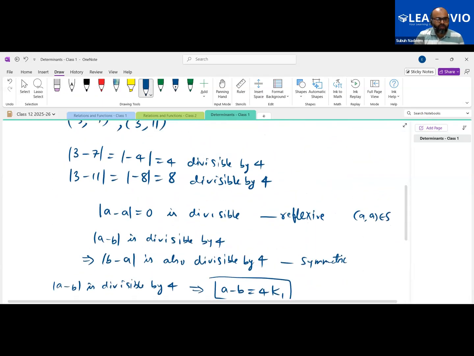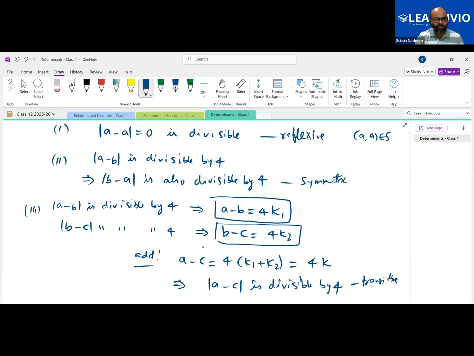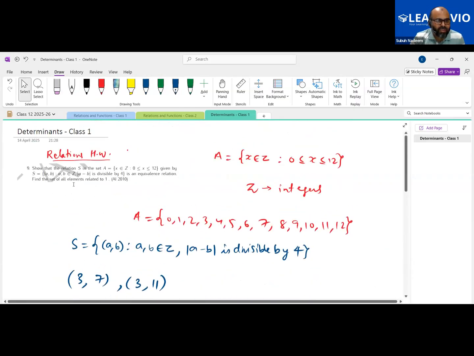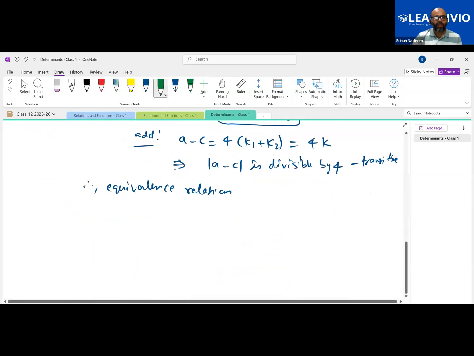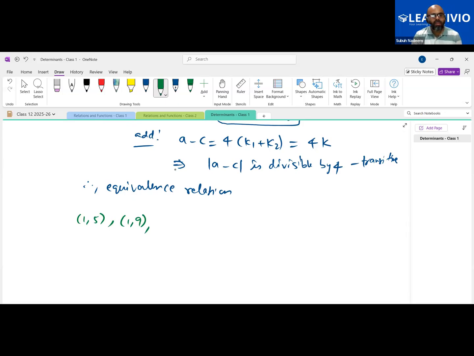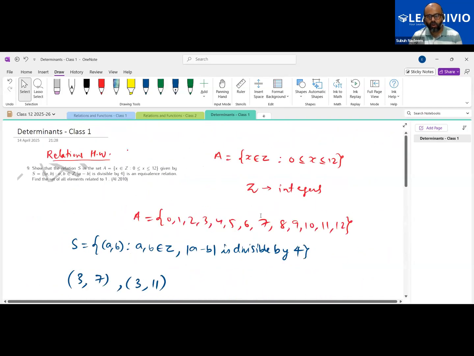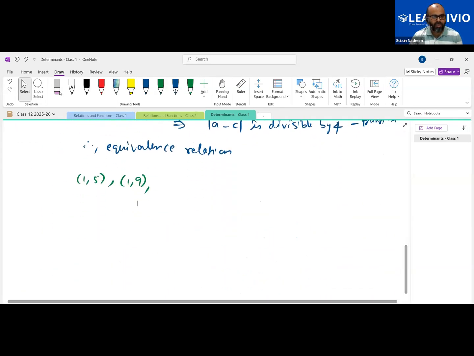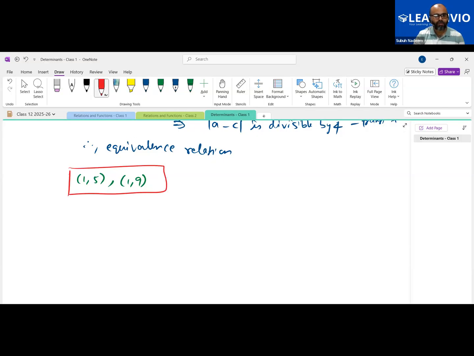So first we have checked for reflexive, then symmetric, then transitive. Further, it was saying to find the set of all elements related to 1. So 1 is related to 5 because 1 minus 5 is minus 4, which is divisible by 4. 1 is related to 9 because 1 minus 9 is minus 8, and minus 8 mod is 8, which is divisible by 4. Then it should be 1 comma 13, but 13 is not present here. So we will say that 1 is related to 5 and 1 is related to 9. So this will be the answer of the second part.